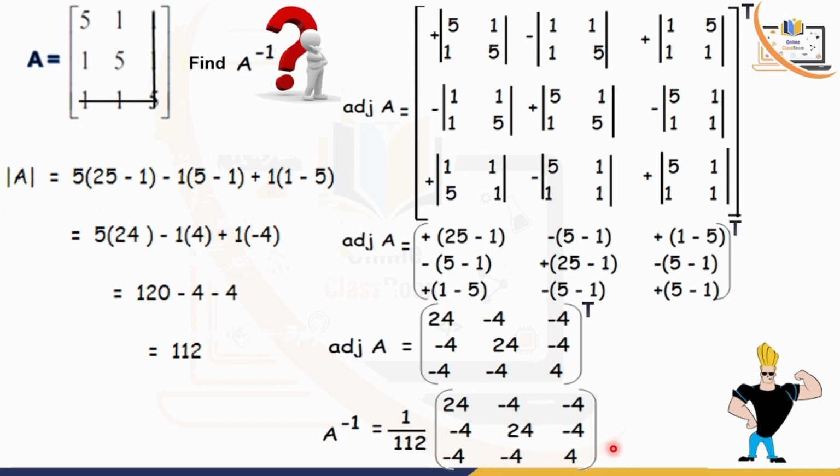In the next portion we will focus on the rank of a matrix, and we will also focus on the characteristics of homogeneity and others in the next video.